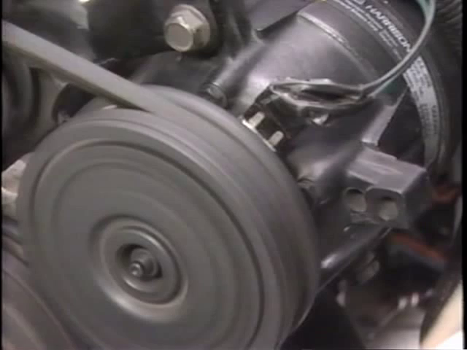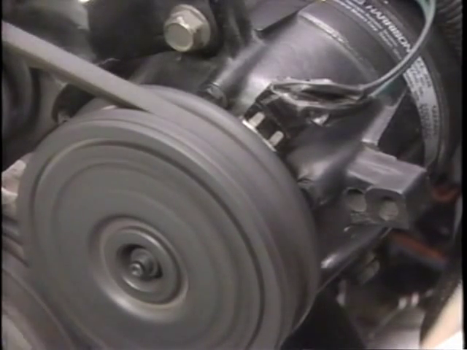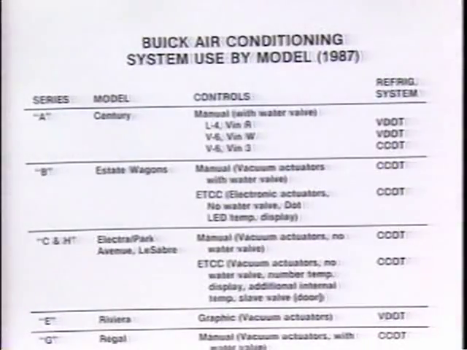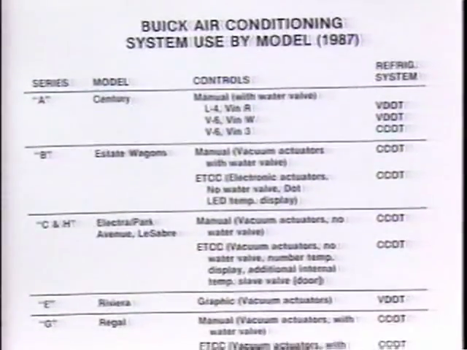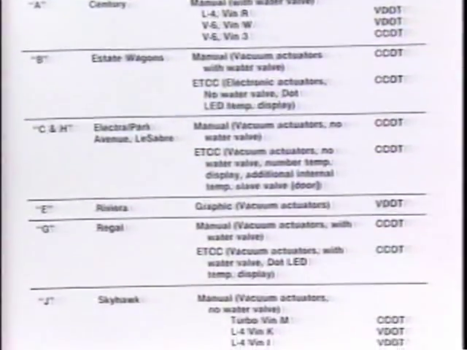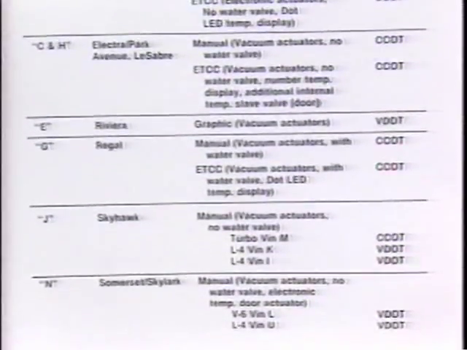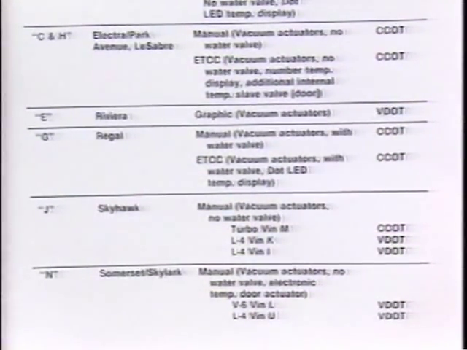The VDOT system is used with smaller displacement engines because the changing engine load created by constant clutch cycling would noticeably affect drivability. In addition to these 4 basic types of controls and 2 basic types of compressors, Buick uses a number of different actuator systems. The charts in your know-how reference manual will help you to identify the system you're working on.